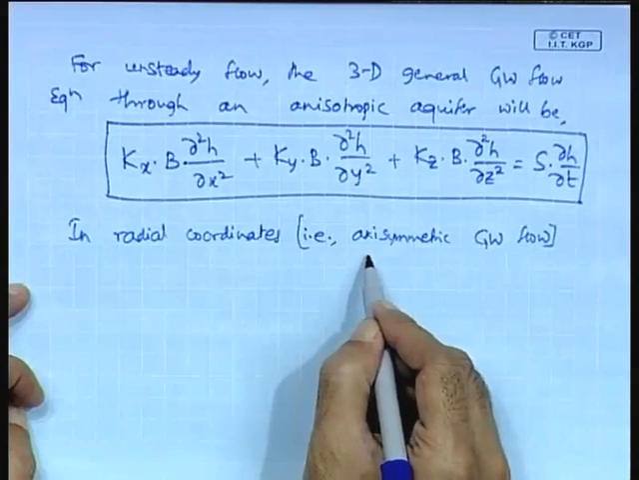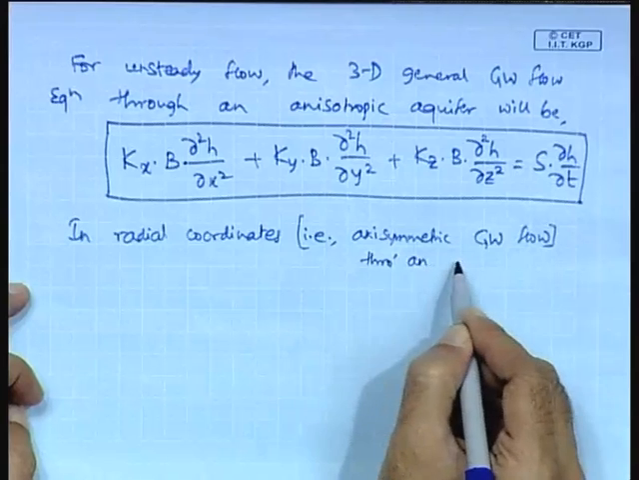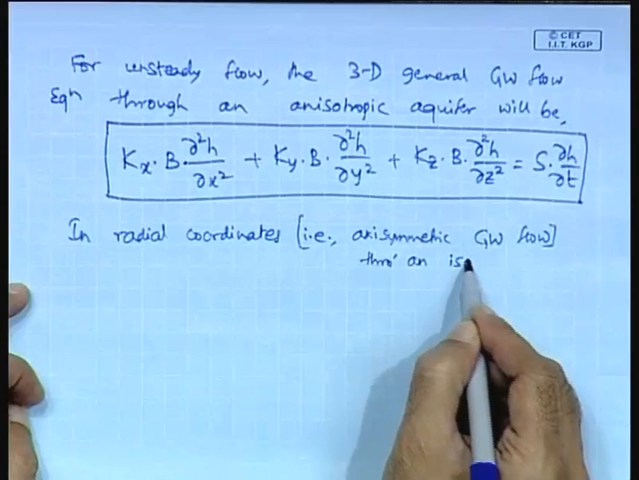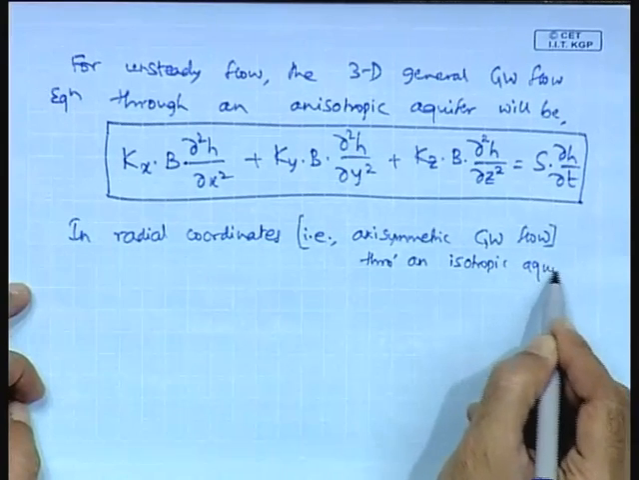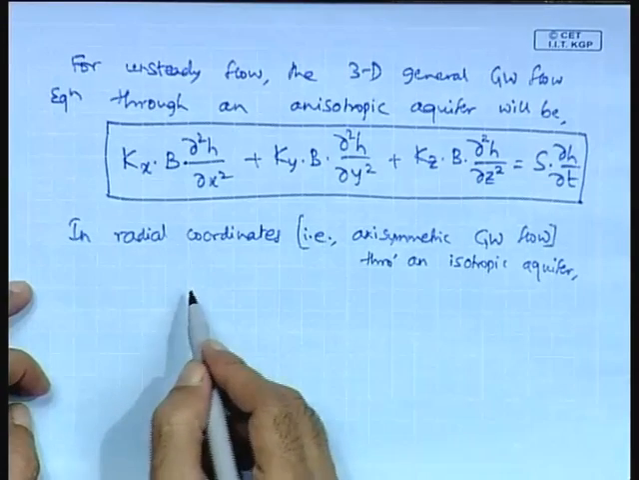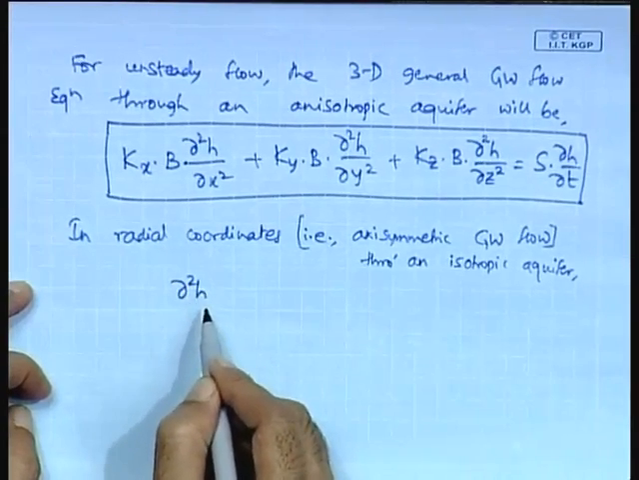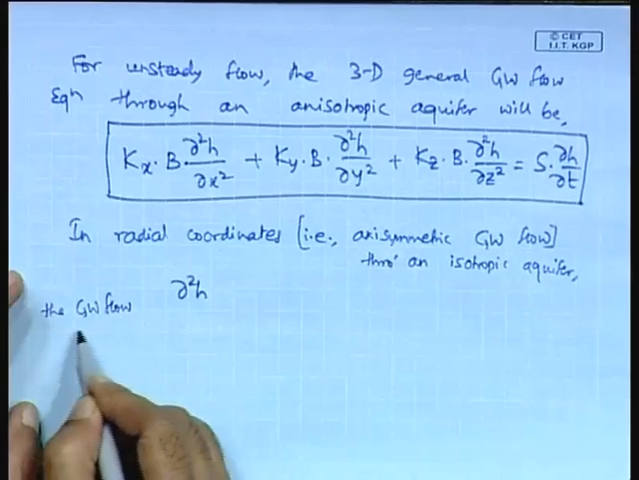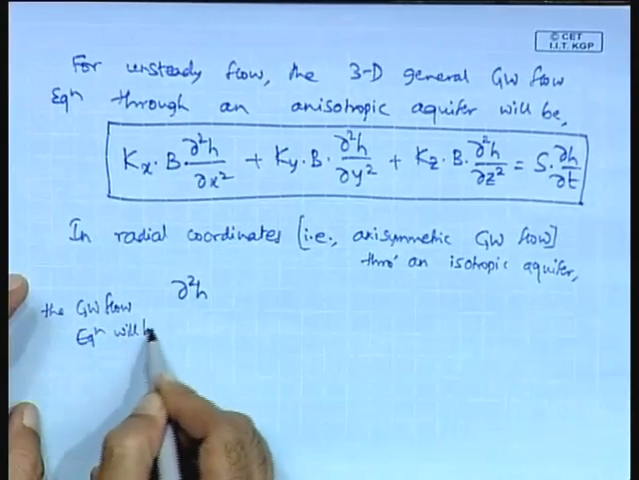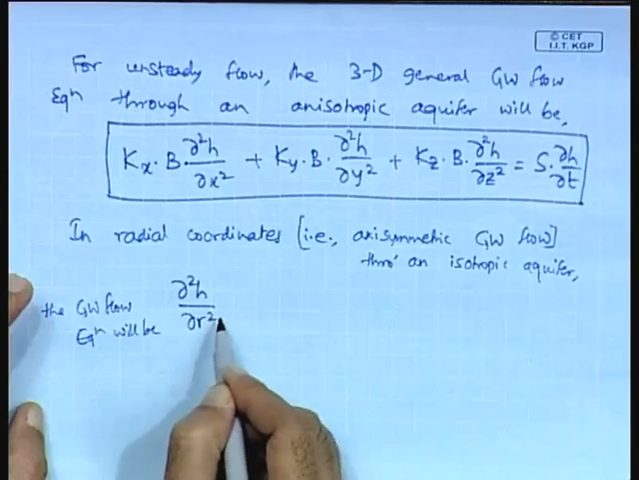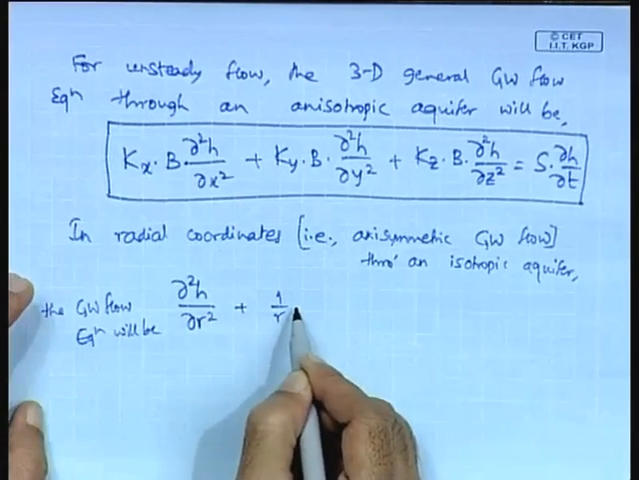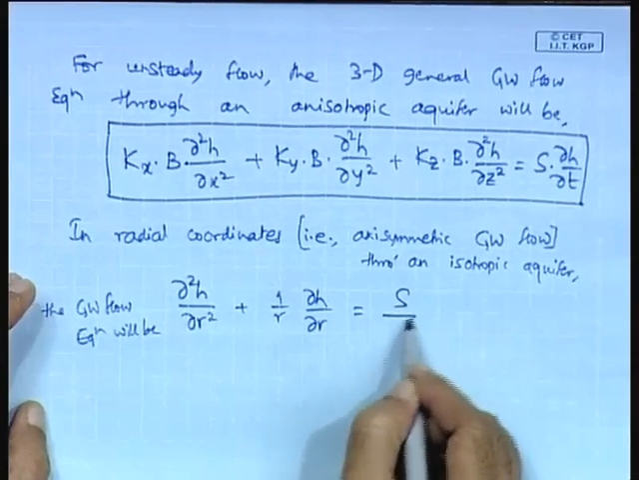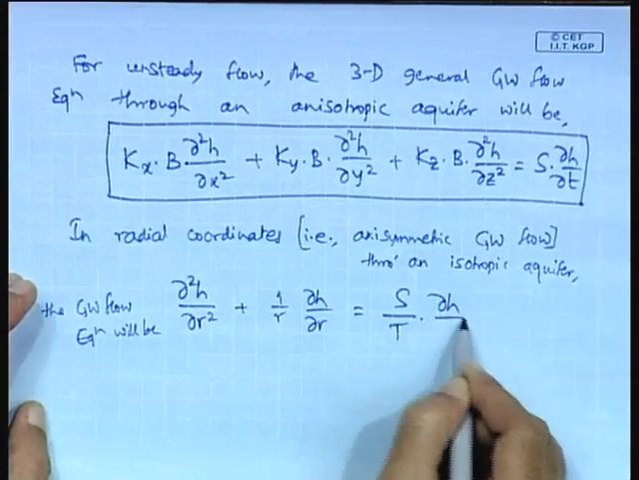The axisymmetric groundwater flow through an isotropic aquifer, the groundwater flow equation will be d square h by d r square plus 1 by r d h by d r is equal to S by T into d h by d t.